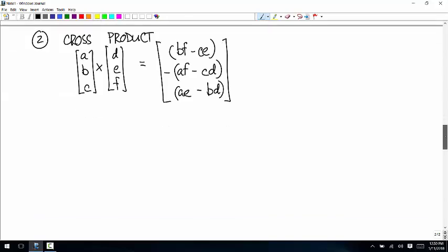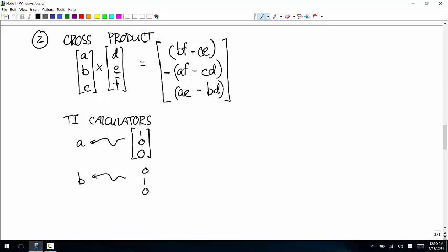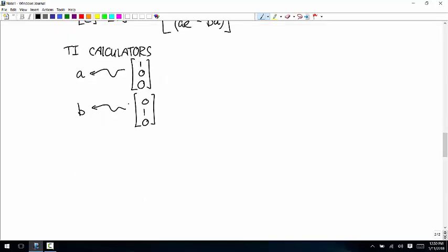On TI calculators, if you put the vector, oh, this is a lazy one, 1, 0, 0 into A, and the vector 0, 1, 0 into B, then to do the cross product of those two, the function is cross P of the vectors A and B. And that'll give you a vector back 0, 0, 1.